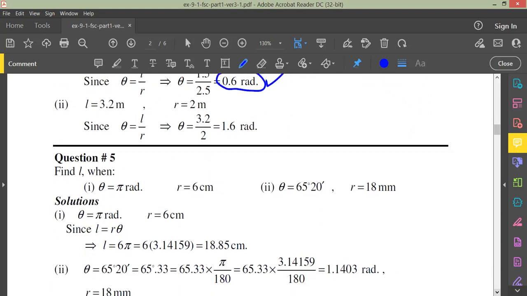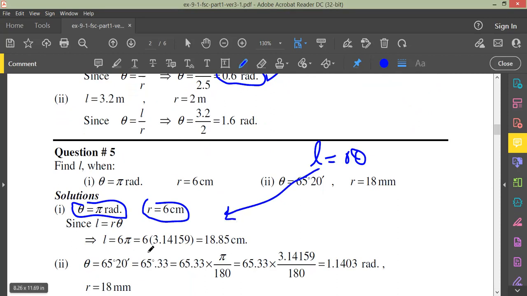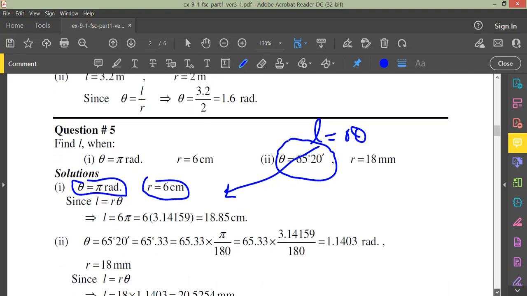If we discuss question number 5, here we have to find the value of L. We know that L is equal to R theta. The value of theta is given in pi radian and the value of R is equal to 6. So we will apply the formula L is equal to R theta. This will be equal to 6 pi. In the second question, theta is not given in radian, so we will first convert theta into radian. So how to convert this into radian?